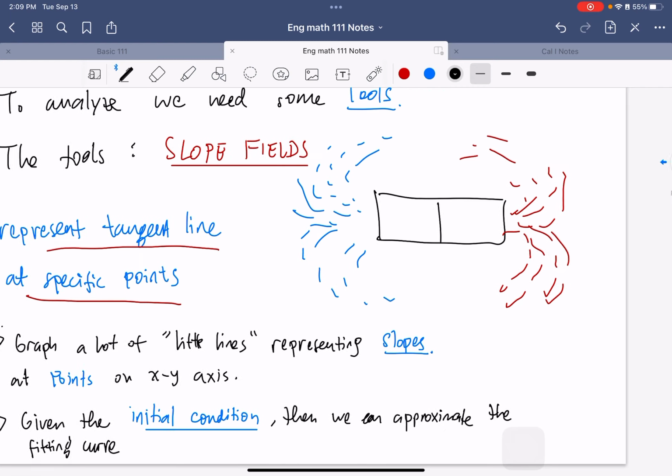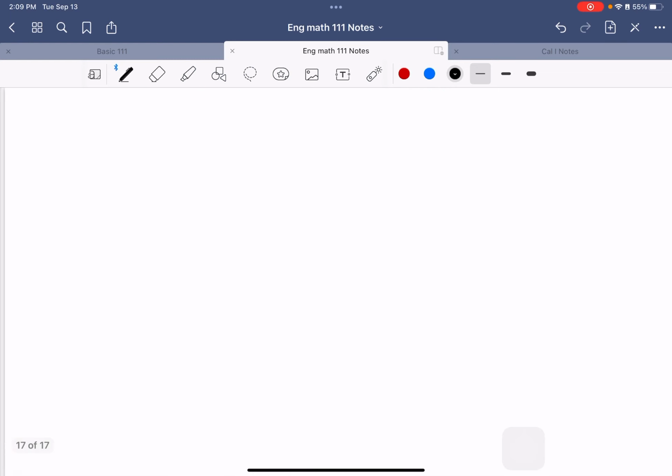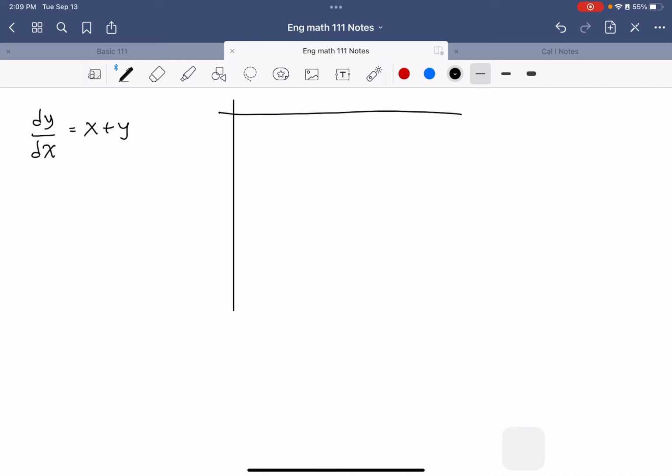So first we need to know what kind of DE. Let me show you this. Let's say it's x plus y. Let's start with the easiest one here. So first, we need to make the table for x and y. Let's say this is x, this is y.